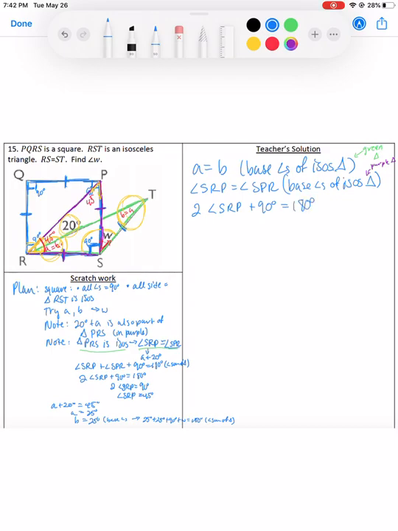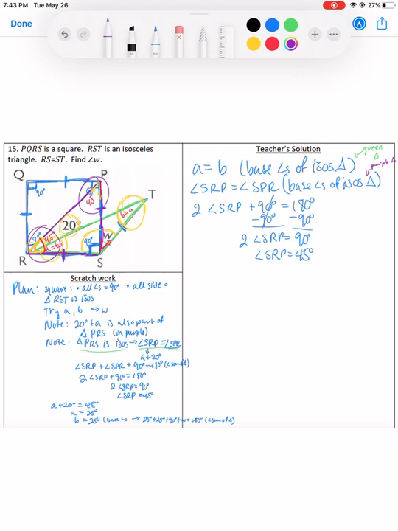Okay. Now this is all in the purple triangle still. And we subtract 90 from both sides. And we get 2 SRPs is equal to 90 degrees. So one angle SRP is equal to 45 degrees. Okay. And so now we've found that this angle here is 45 degrees and this angle here is also 45 degrees.